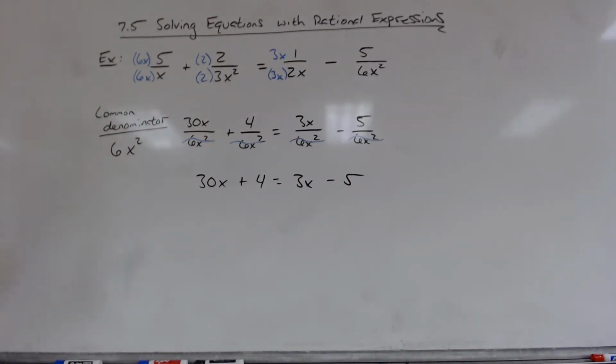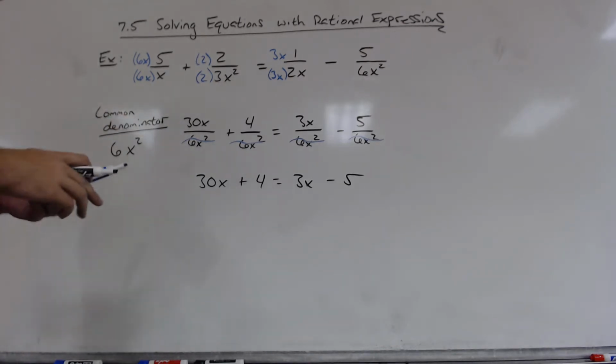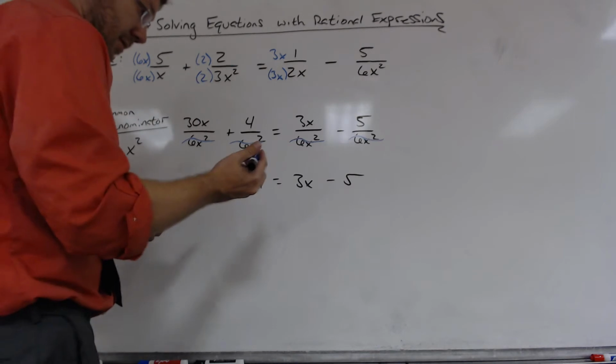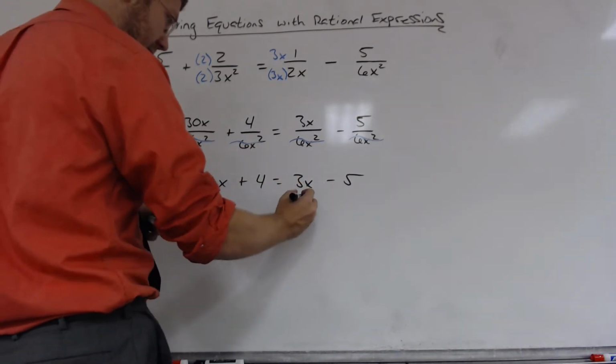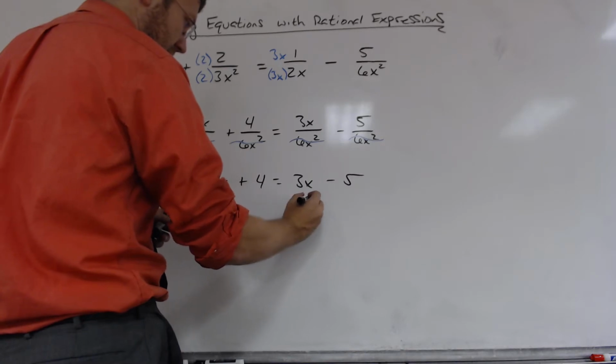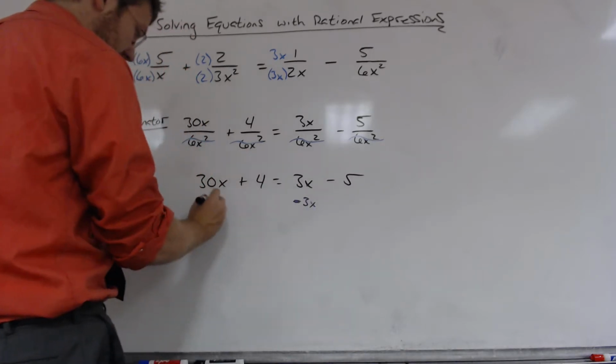So 30x plus 4 is equal to 3x minus 5, and we'll solve with our standard movements here. We'll combine our x's. So subtract 3x from both sides.